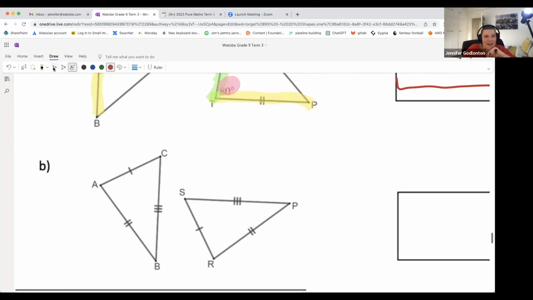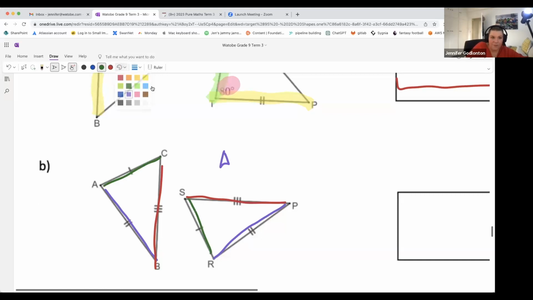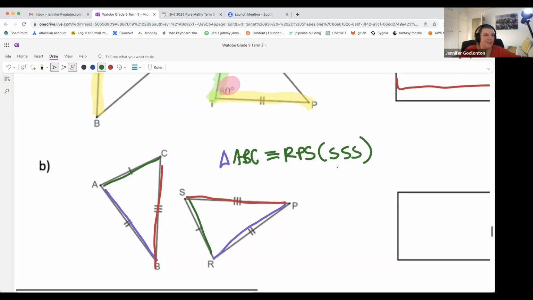Okay, Oliver, can you help me out? Hi, ma'am. Side AB will be equal to side RP. Then side CB will be equal to side SP, and side AC will be equal to side SR, and therefore triangle ABC will be congruent to triangle RPS. And my reason will be side, side, side. RPS, love it. And the reason side, side, side, love it. Nice job, Oliver.